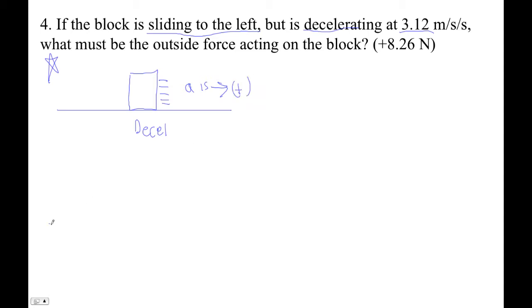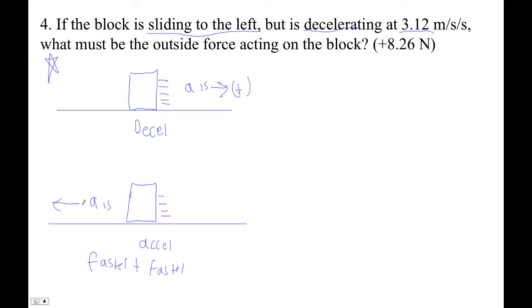Okay, let's draw another picture here. Let's suppose it's sliding to the left and accelerating in the conventional sense, as in going faster and faster. Well, then the acceleration must be this way. The acceleration is negative, because when the acceleration is in the same direction that it's moving, it goes faster and faster. Here the velocity is this way, but the acceleration is to the right.